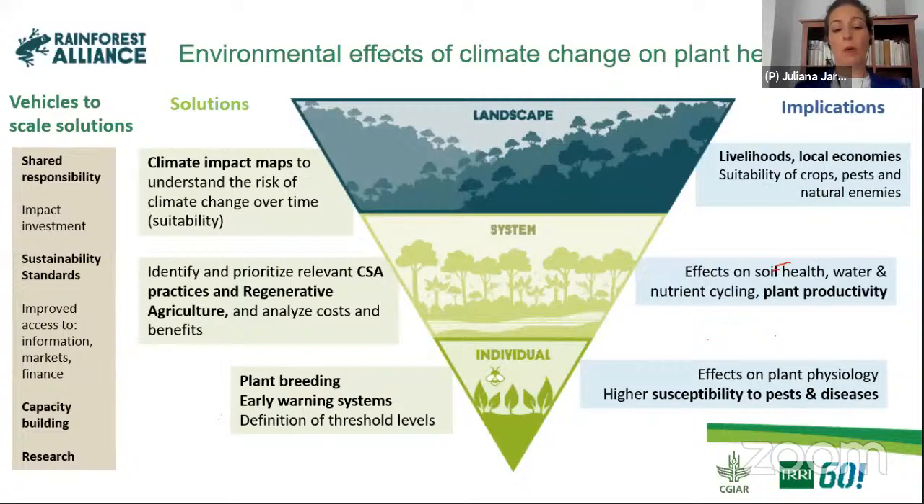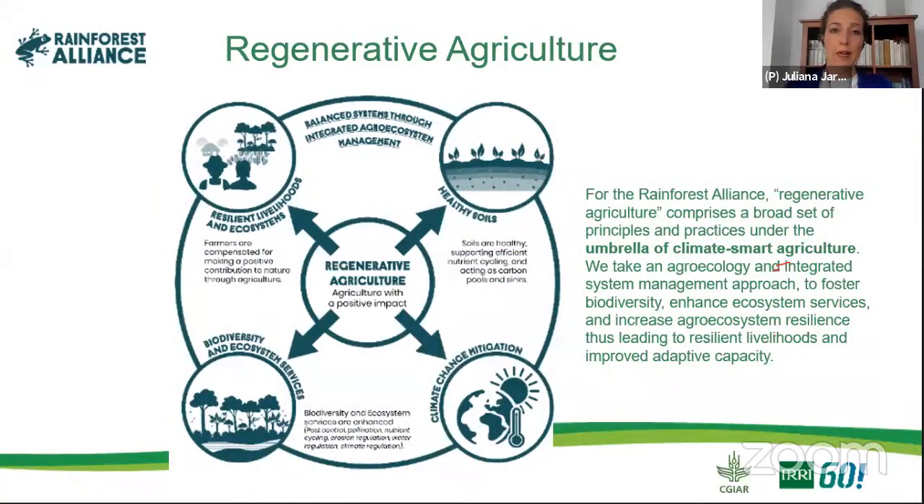I will now like to talk about one of the possible solutions that we believe may have a big impact on all levels, and this is regenerative agriculture. Next slide, please. So regenerative agriculture has some definitions out there, but for the Rainforest Alliance, it is a broad set of principles and practices, all under the umbrella of climate smart agriculture, because in order to reach a point where farms are truly regenerative, one has to take into consideration the ever-increasing impacts of climate change. So we have an integrated systems management approach to foster biodiversity, enhance ecosystem services, and increase agroecosystem resilience, thus leading to resilient livelihoods and an improved adaptive capacity at a landscape level.